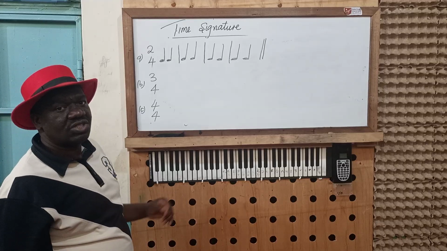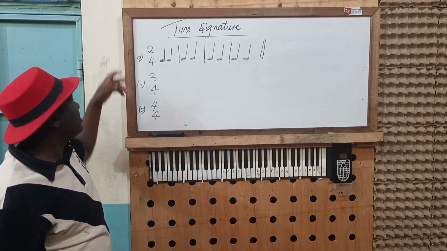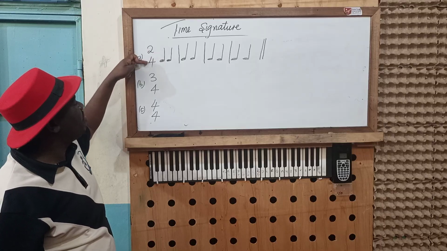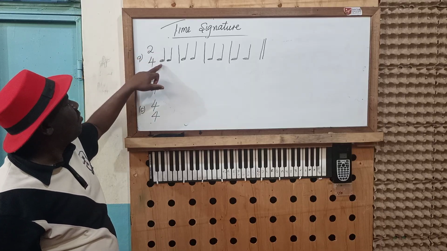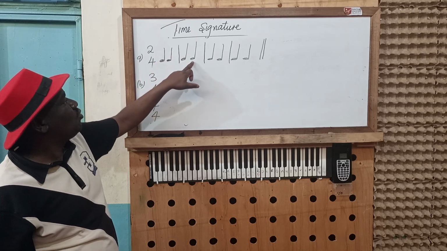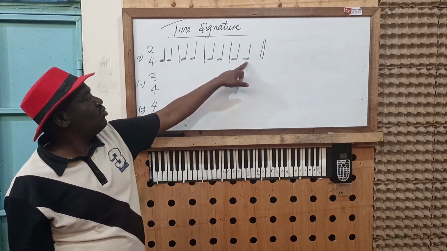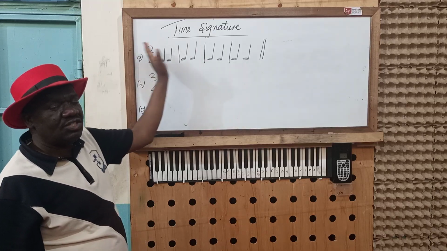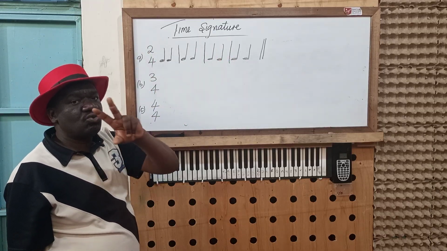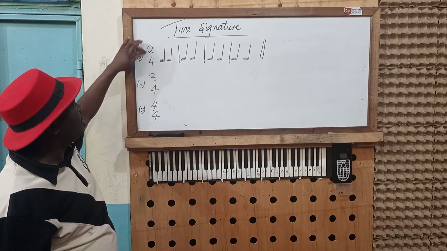Another thing we need to check is how many crotchets are in each bar, because this one means two crotchet beats in a bar. 1, 2. That bar ends there. 1, 2. That bar ends there. 1, 2. So you realize that in each bar there are 2 crotchets. And that is guided by the time signature.